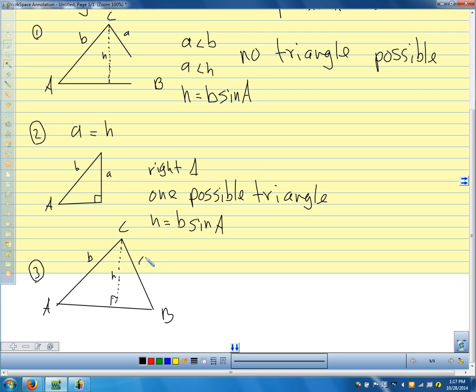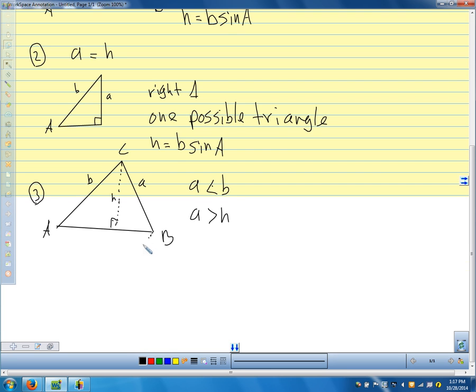And this is B, and this is A. In this case, A is less than B, but A is greater than the height. In this case, what I can do, and what I usually explain to my geometry students, is if I think of this point up here being on a pivot, I can swing the side around and it can connect over there on this side to make another triangle.